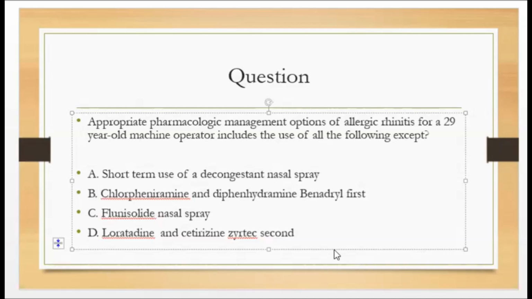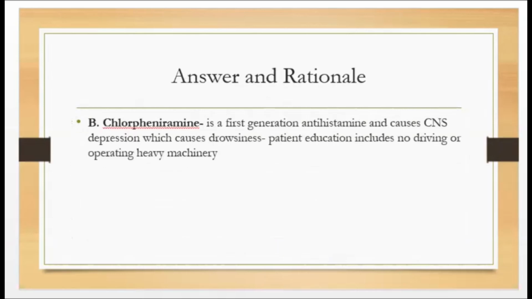For elderly, we cannot give them the first generation. But for this particular question, the buzzword here is that this is a machine operator. So normally when somebody operates machinery, you always educate them that they cannot take this medication. That is what we normally do. So that is the buzzword. It's a first generation antihistamine and causes CNS depression, which causes drowsiness. Patient education includes no driving, no operating heavy machineries.